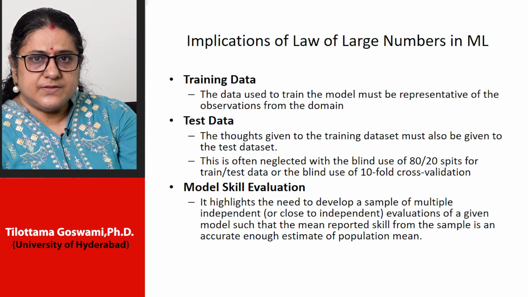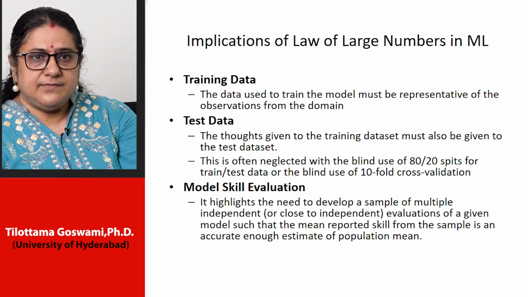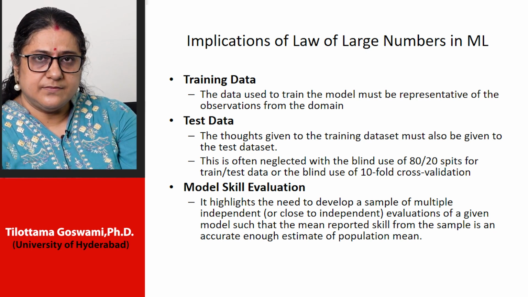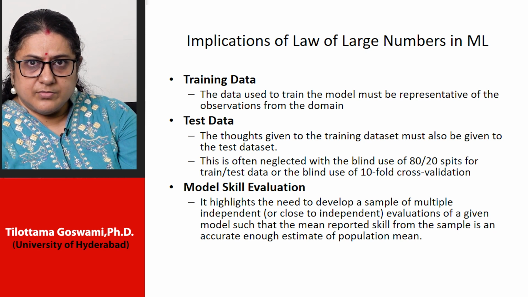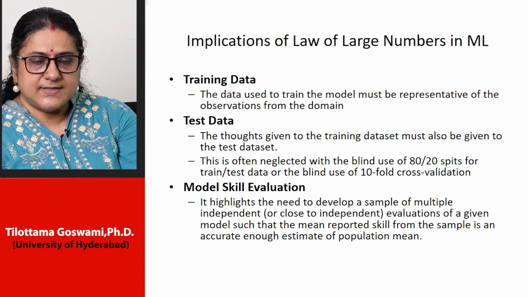So the implications of the central limit theorem and the law of large numbers in machine learning: training data, test data, and model skill evaluation. In the training data, to train the model, we need a true representative of the observations from the domain data set. To have a true representative, the number of samples should be more and should also be unbiased data taken as samples.